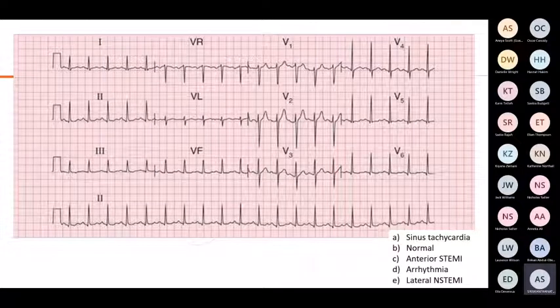Yeah. So we've got an ECG here, so just have a look at it and put in the chat what you think it shows.